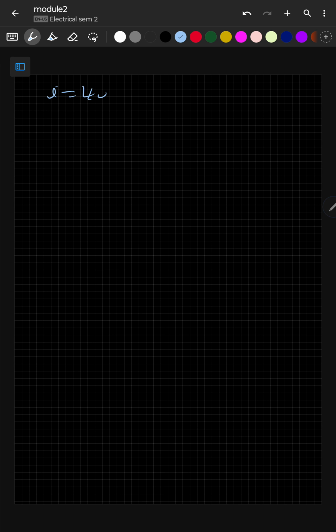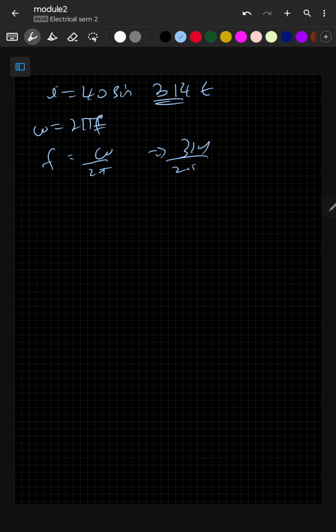I equals 40 sine 314t. Now there was frequency. Similarly, omega equals 2 pi f. This is omega. I equals Im sine omega t. So f equals omega by 2 pi. That is equal to 314 by 2 pi. So 314 divided by 2 into pi. The answer is 49.97 hertz.